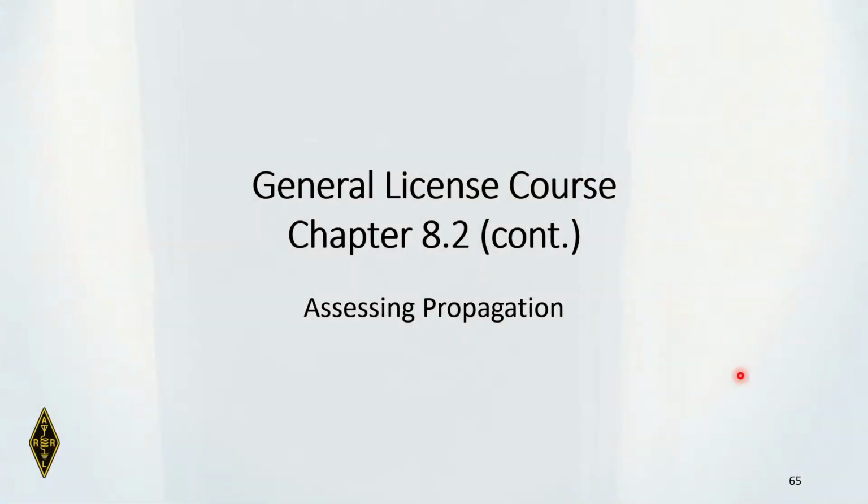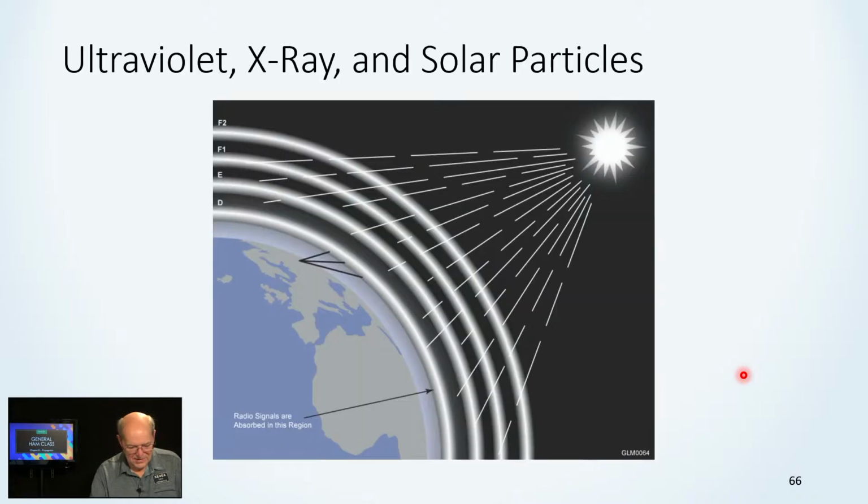We're going to pick up on the rest of section 8.2. They nicely divided it into two pieces for us in the book, and that's the way that we're approaching it here as well. So a little bit more on ultraviolet, X-ray, and solar particles. We're going to be talking about the speed of light and the speed of particles. And if you can get that concept when we go through it, that'll help you with a number of the pool questions.